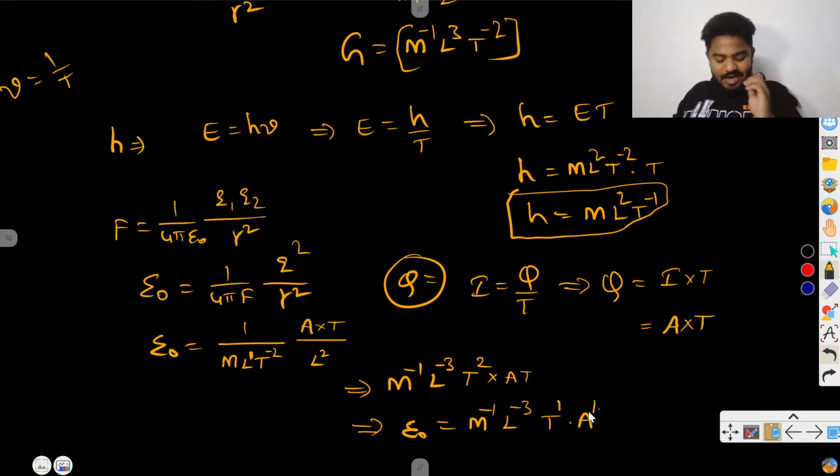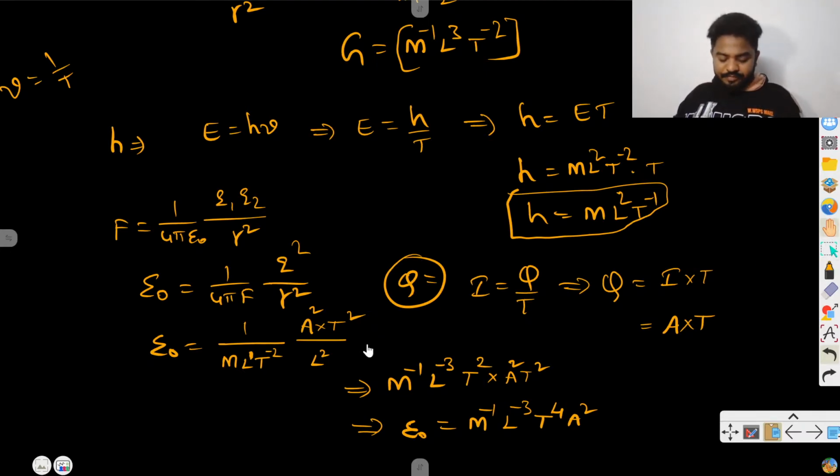So this is the dimension formula for q. Sorry, here q square is there, right? Then we have to do square and square. Yeah, I forgot this. So now what happened? Here you will get the dimension formula like m minus 1, l power minus 3, and then t power 4 you will get, and then a square. So this is the dimensional formula of epsilon naught. So hope you understand how to derive all this, right?